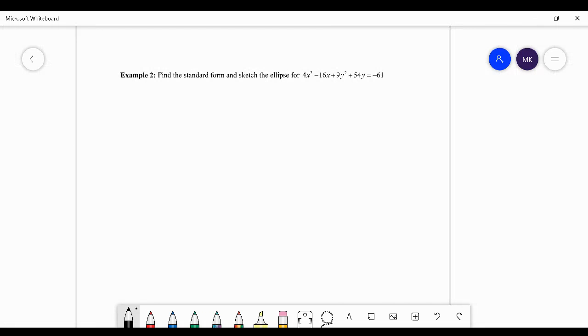Find the standard form and sketch the ellipse for 4x squared minus 16x plus 9y squared plus 54y equals negative 61. There's a lot going on here that we've got to unpack.